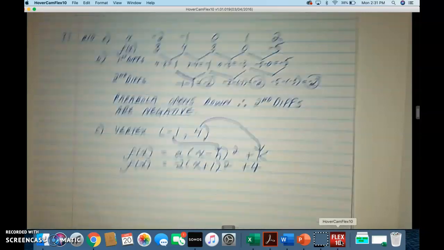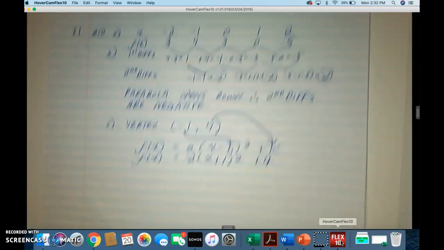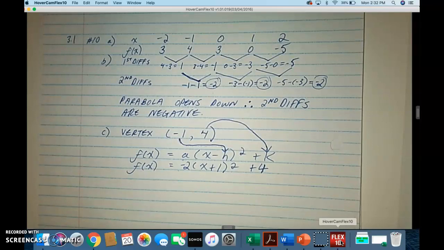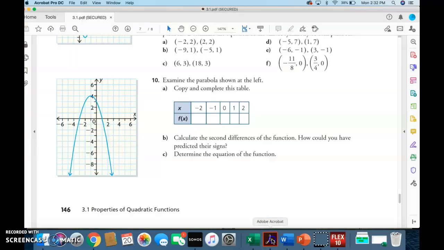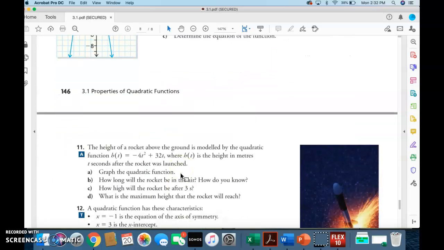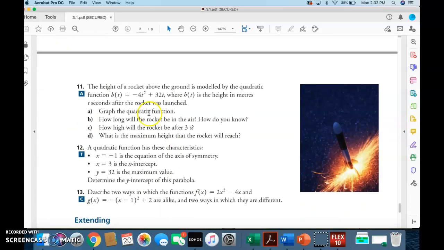Okay, that is number 10, all done. Number 11, I actually think it maybe makes sense. I linked you to Desmos, which is a graphing calculator. And I actually think this is a good opportunity to use that.